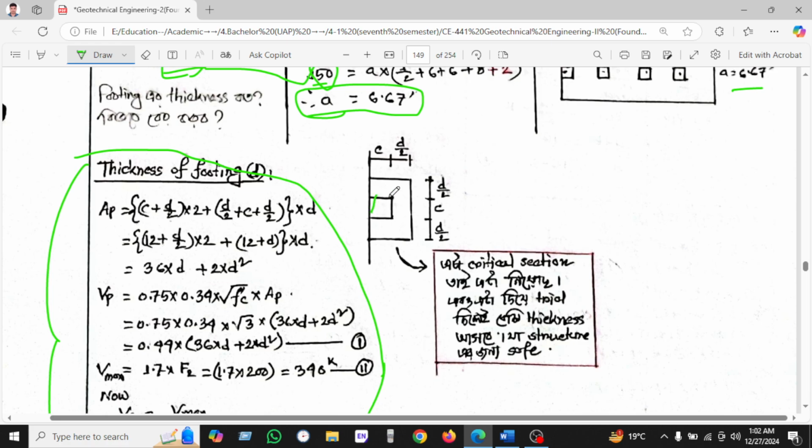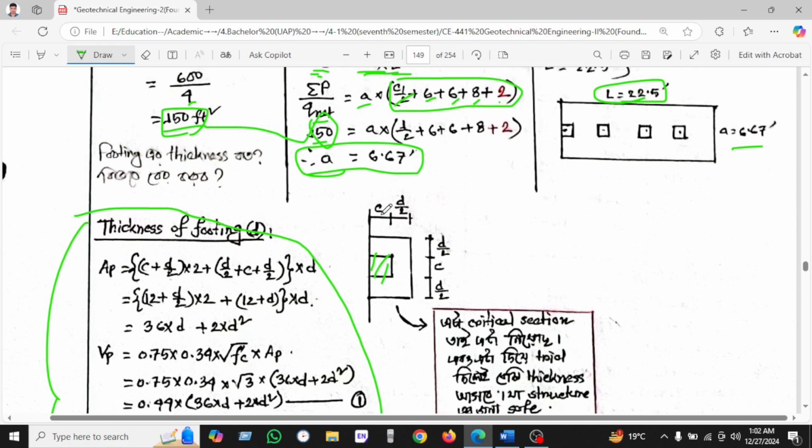So this is the column. We are taking a shadow also. So AP, now we'll calculate the area of the perimeter, which is C plus D by 2. So C is here, and D by 2, into 2. Why do we multiply by 2? Because this is horizontal portion 1 and horizontal portion 2, C plus D by 2, and this is the vertical portion.